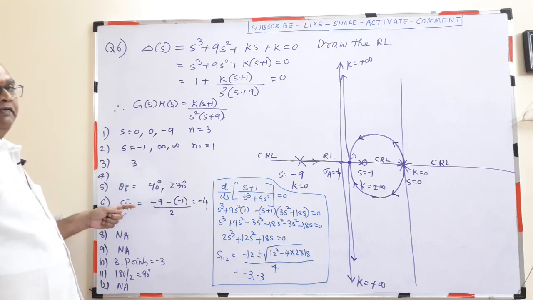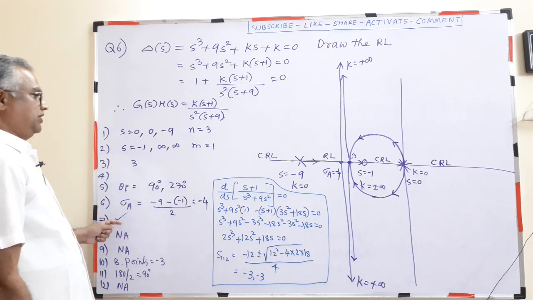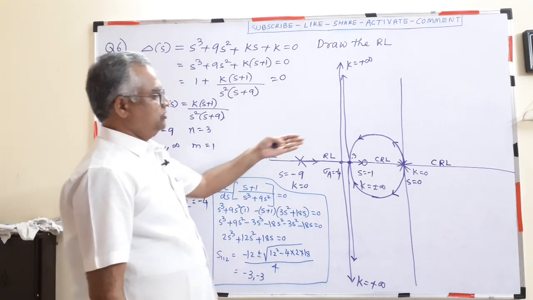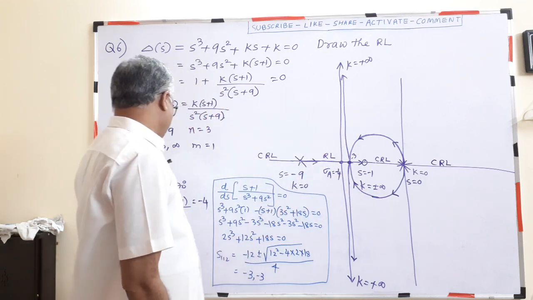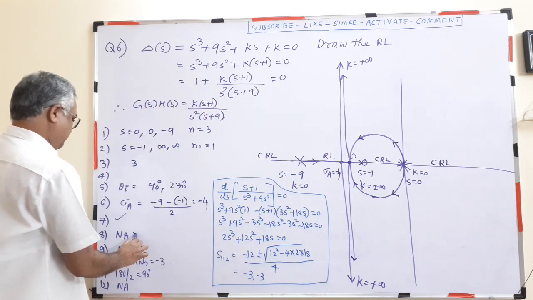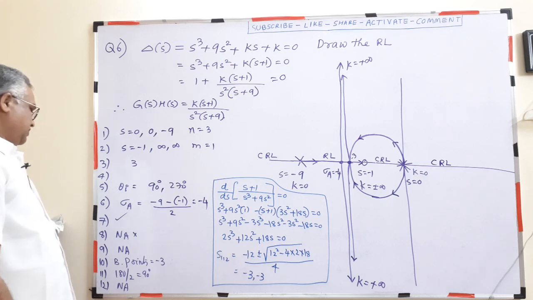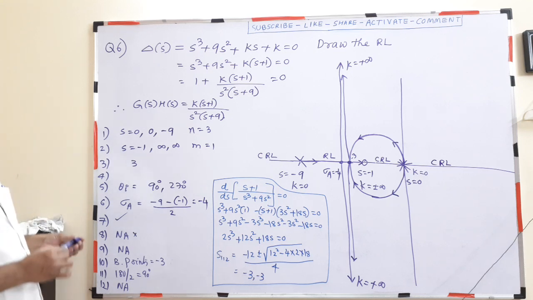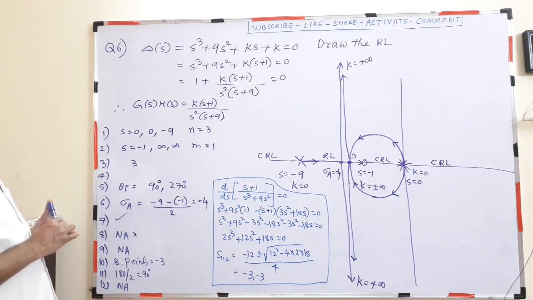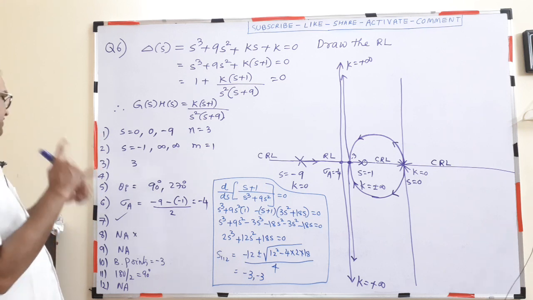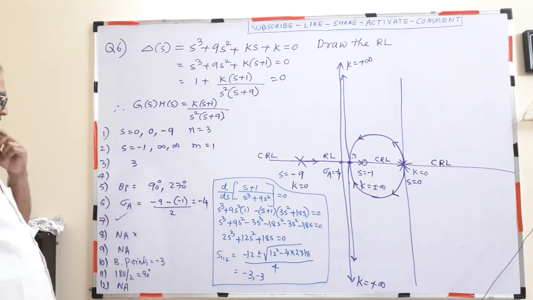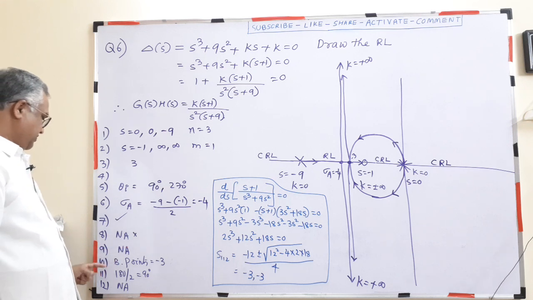The 8th is angles of departure. As I told you, we apply this to complex poles. We don't have any complex poles, so it is not applicable. We don't do this. The 9th one is intersection of root locus with the imaginary axis. In this problem, it won't cross the imaginary axis, so we don't apply the 9th.